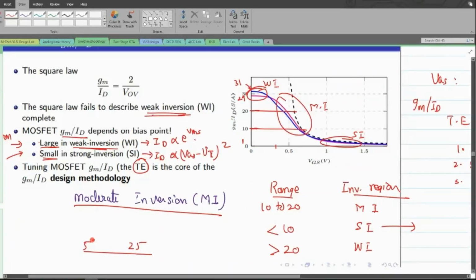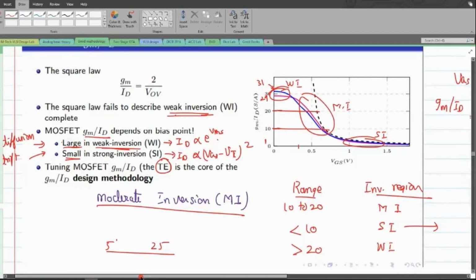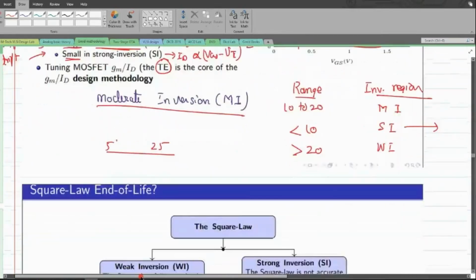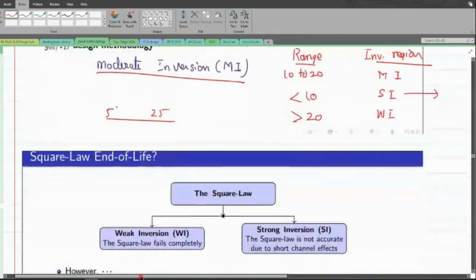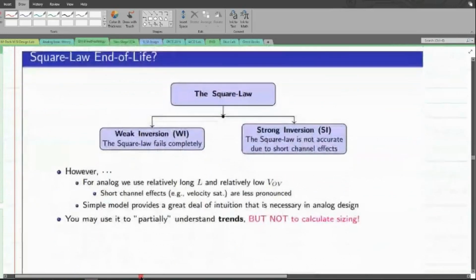So now you might wonder, is the square law that I'm trying to teach in today's classes no longer usable for any purpose? Is that going to be the end of the usage of the square law? But the answer to this question is not exactly yes. We can't say that the usage of the square law has ended.